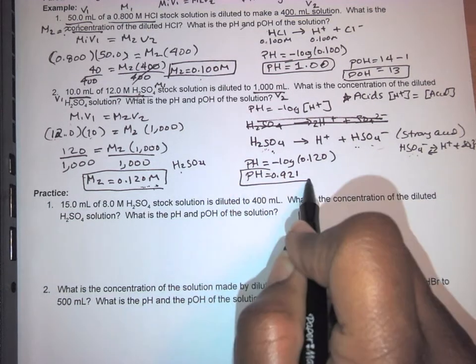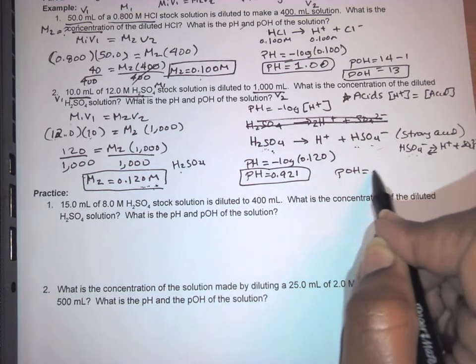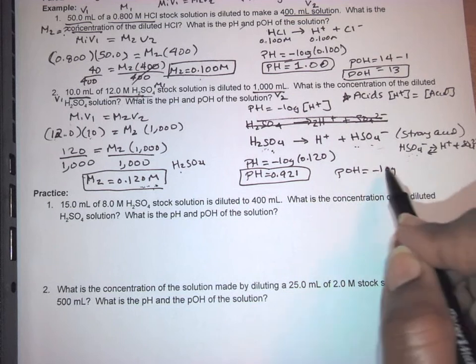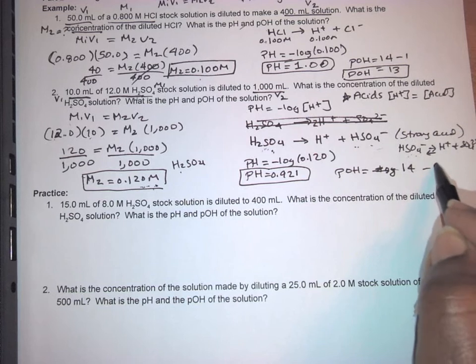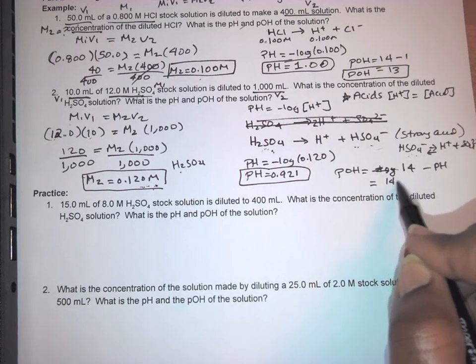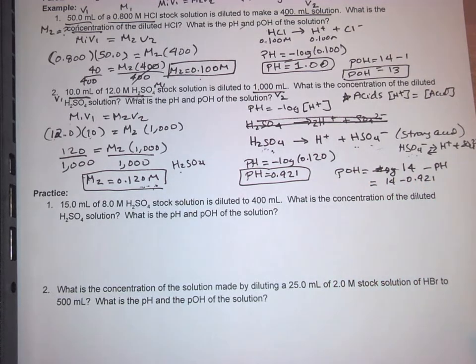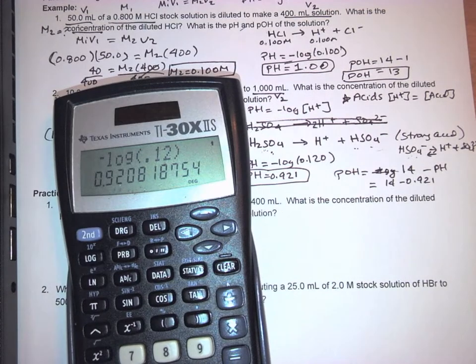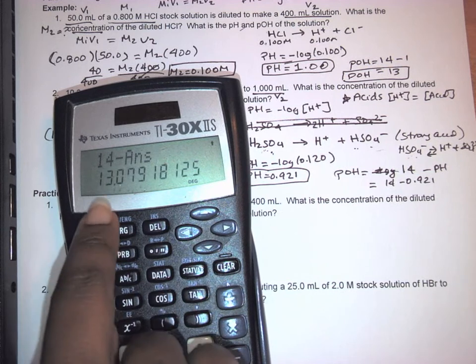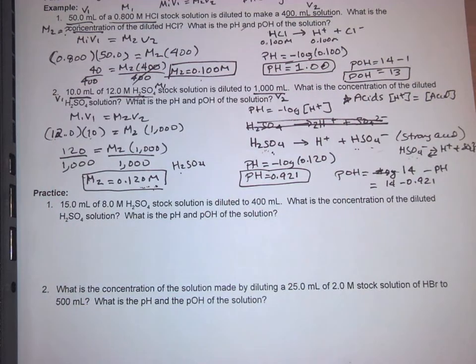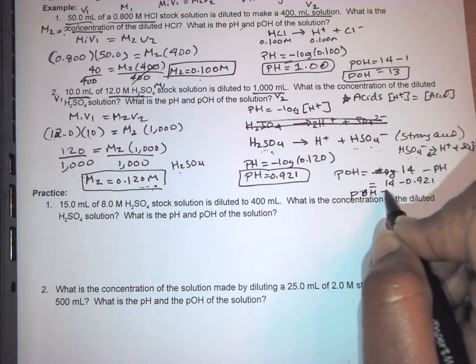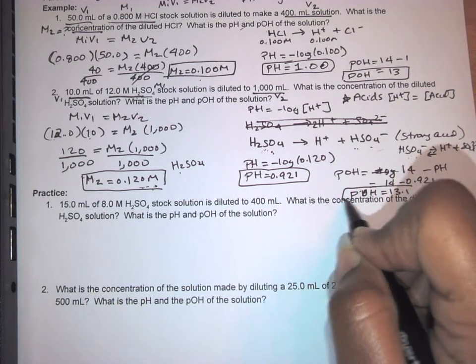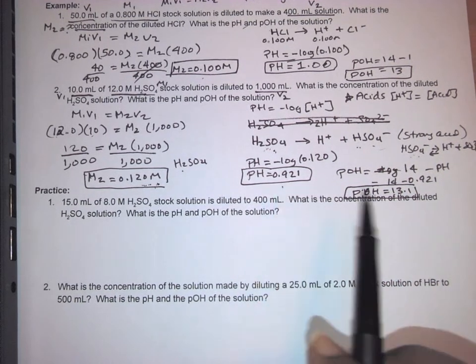So now my pOH is going to be, oops, sorry. It's going to be 14, much easier than that, minus my pH. So it's going to be 14 minus 0.921. 13.1. Okay. So my pH is 0.9 and my pOH is 13.1.